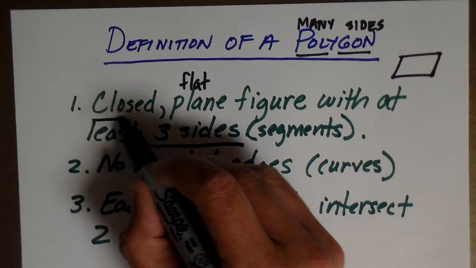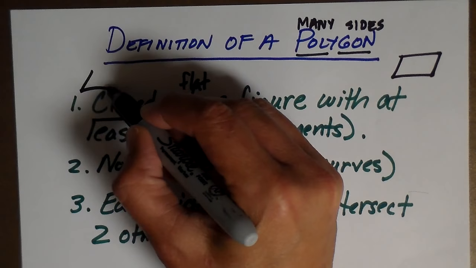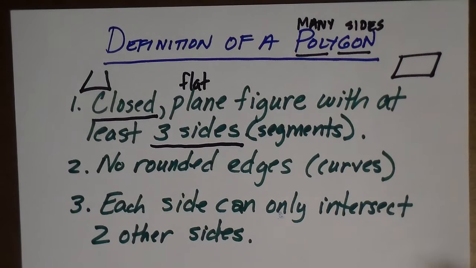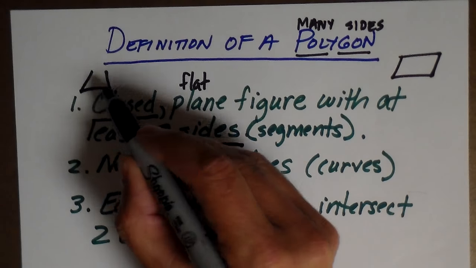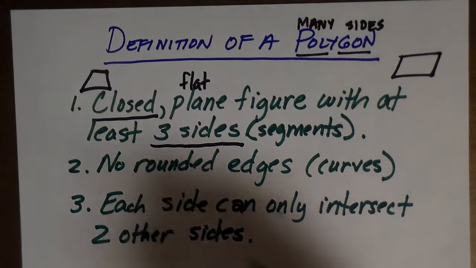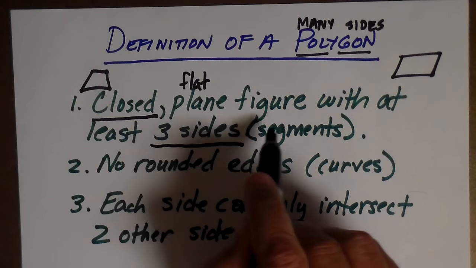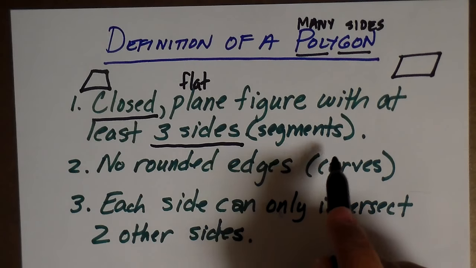The closed means it cannot be an open figure. So if I give you a picture that looks like this, that's not a polygon because it's not closed. If I close it here, it does become a polygon. So that's the first part. It's a closed plane, which means flat, figure with at least 3 sides.